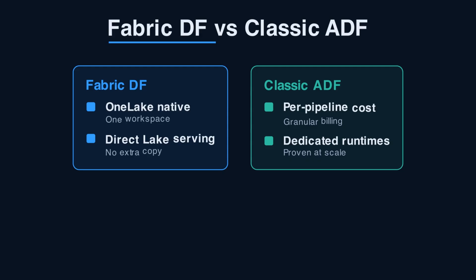My rule of thumb: if your analytics already live in Fabric, use Fabric Data Factory. If you need standalone ETL feeding many destinations or fine-grained cost control, stay on Azure Data Factory. Verify current feature parity before committing.